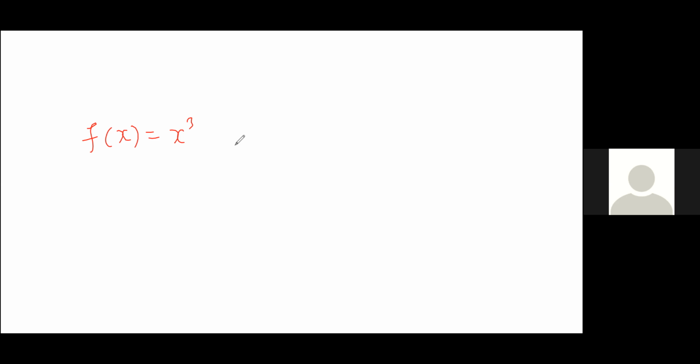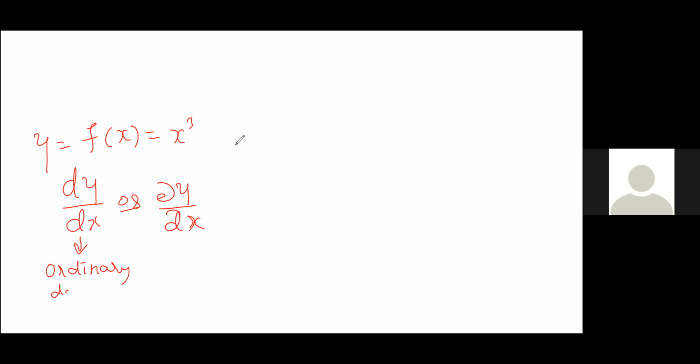So the function f of x, just to indicate it by y. Now we have to decide whether to find dy by dx or dou y by dou x. This dy by dx symbol indicates the ordinary derivative, and this dou y by dou x indicates the partial derivative.